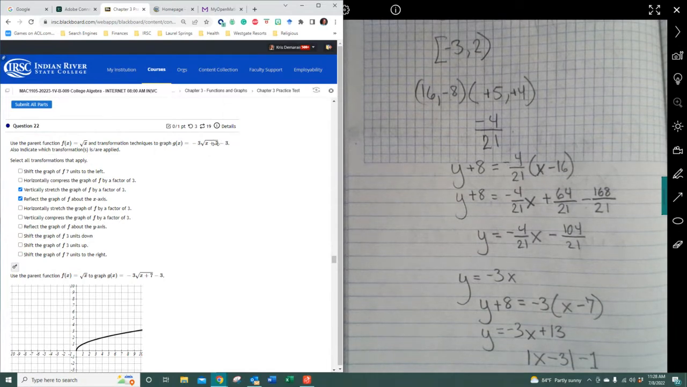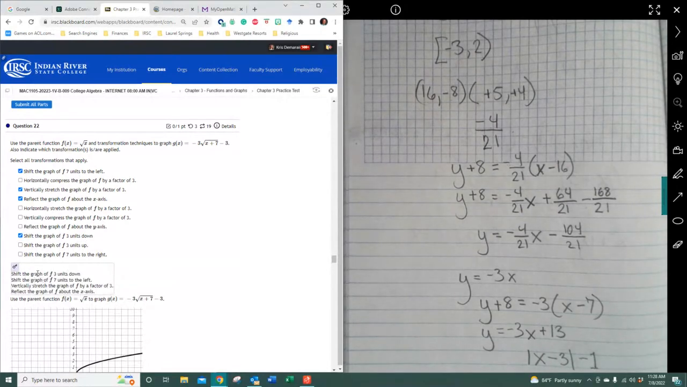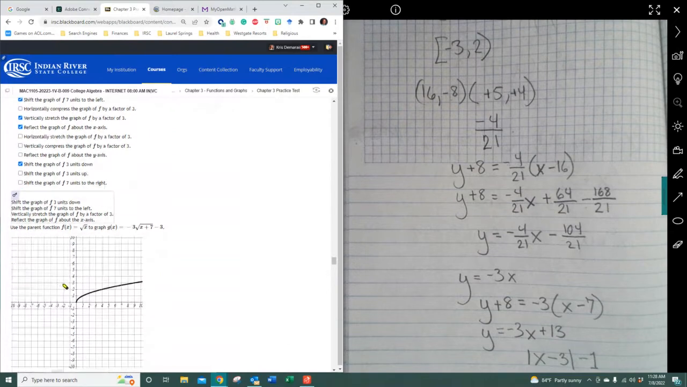and then we would be moving it to the left 7 units. So shifting the graph 7 units to the left and then down 3 units. So down 3 units. And those are all the 4 things that we would see here. Okay. So both the shifting, the vertical stretching, and the reflection.